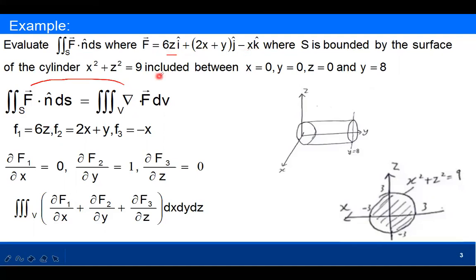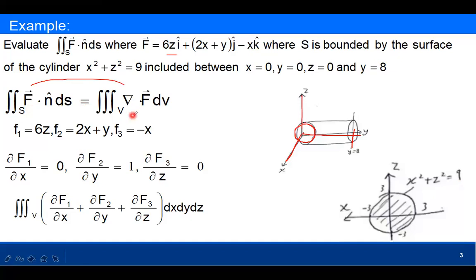Now S is bounded by the surface of the cylinder x square plus z square equal to 9 between x equal to 0, y equal to 0, z equal to 0 and y equal to 8. So this is the x axis, y axis, z axis. This is x square plus z square equal to 9 and this is y equal to 8. So instead of calculating this double integral, we are converting into triple integral.